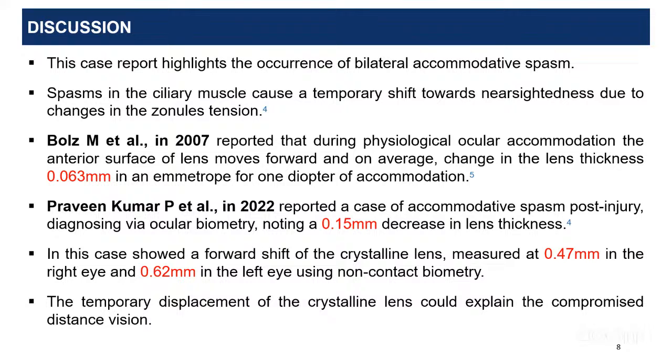Praveen Kumar et al. in 2022 reported a case of accommodative spasm post-injury, diagnosed via ocular biometry, noting a 0.15 mm decrease in lens thickness. In this case, we showed a forward shift of the crystalline lens measured at 0.47 mm in the right eye and 0.62 mm in the left eye using non-contact biometry. The temporary displacement of the crystalline lens could explain the compromised distance vision.